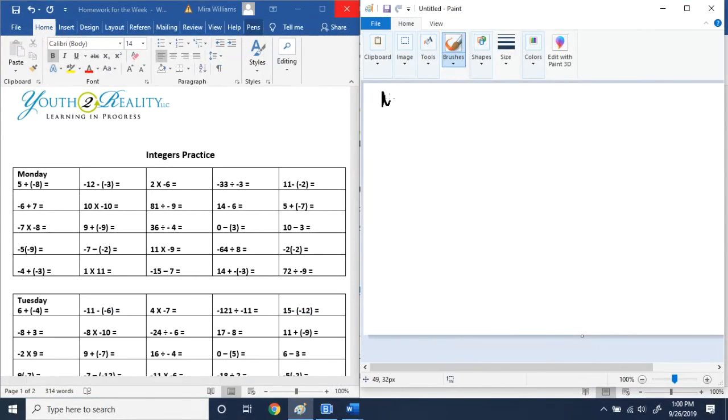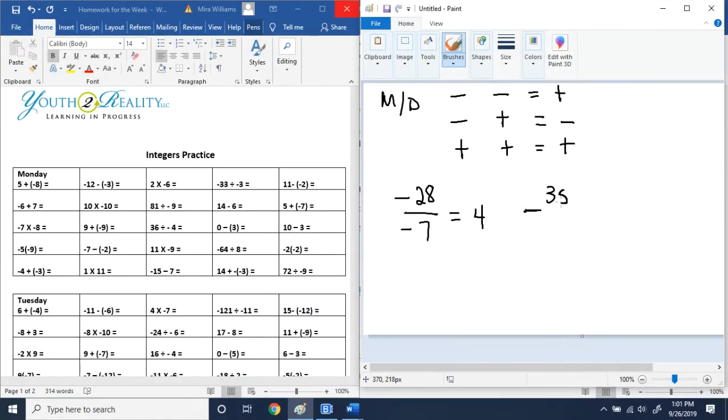So again, for multiplication and division, you have three rules. A negative and a negative will equal a positive. A negative and a positive will equal a negative. A positive and a positive will equal a positive. The number is written like this. This is two negatives, so the answer is positive. If there's a negative sign out in front of the number, that means one of the numbers is negative, so your answer is going to be negative. If the sign is included with one of the numbers, it still will be a negative.